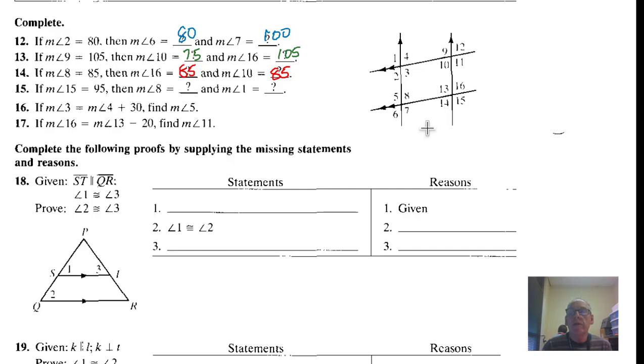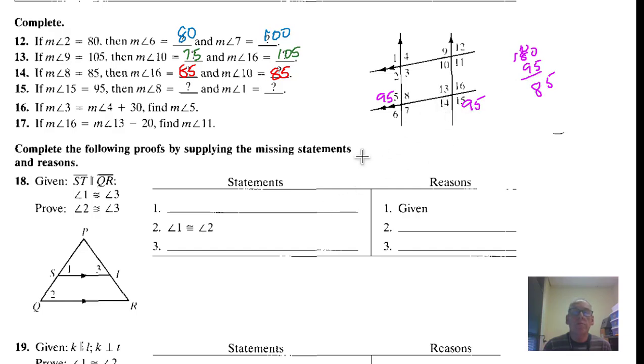If the measure of angle 15 is 95, let's put 95 in for 15. And they're talking about angle 8. So let's see. If we go with alternate exterior angles, if 15 is 95, angle 5 is going to be 95 because those are alternate exterior angles. And then 8 and 5 are supplementary to each other. So 180 take away 95. I'm going to have to borrow here. So 10 take away 5 is 5. And we end up with 85.